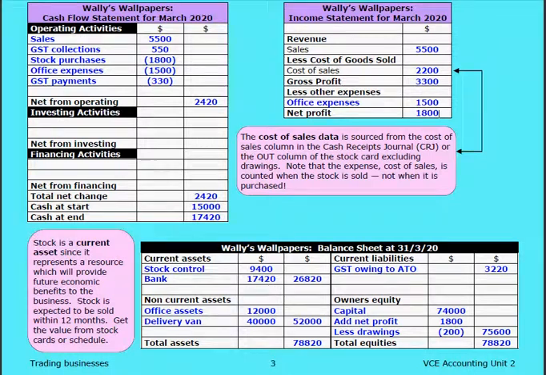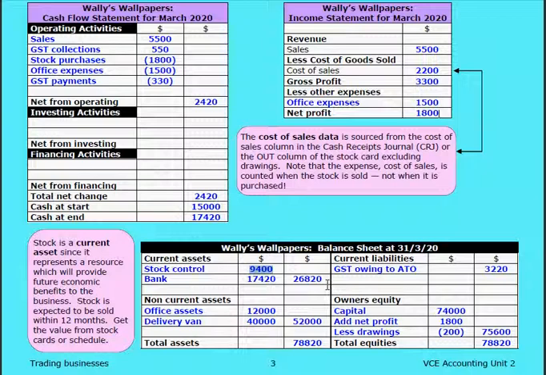The last report to prepare at the end of the reporting period is the balance sheet. This is the report that shows assets and equities at a point in time, the last day of the reporting period. Current assets, one of the major current assets is stock control, $9,400.